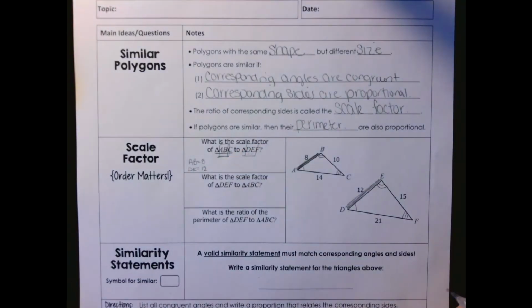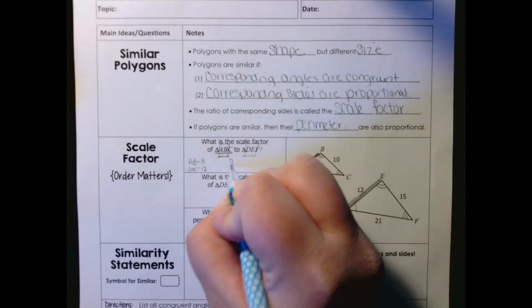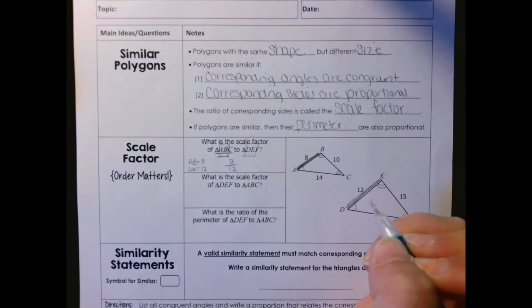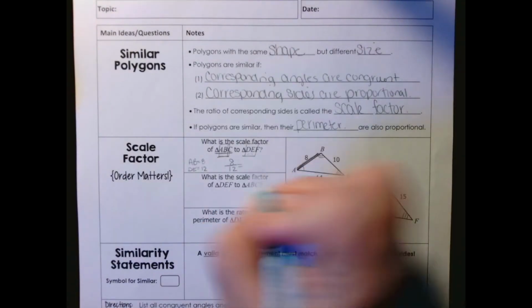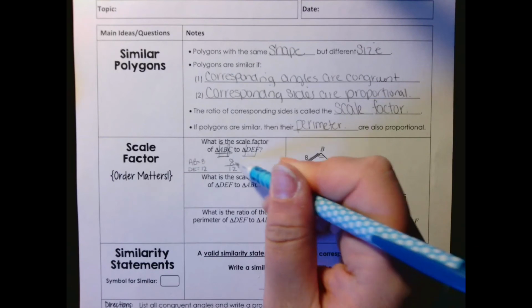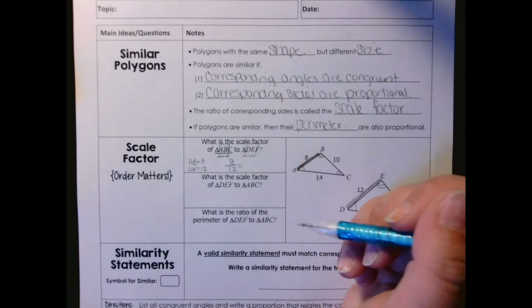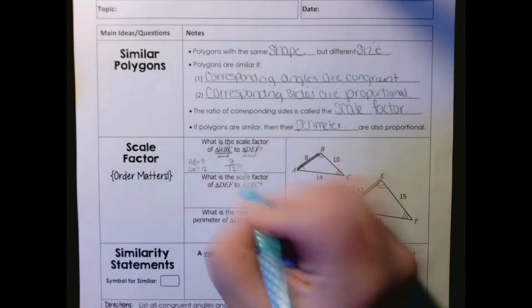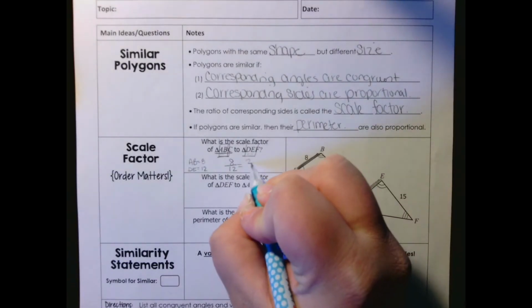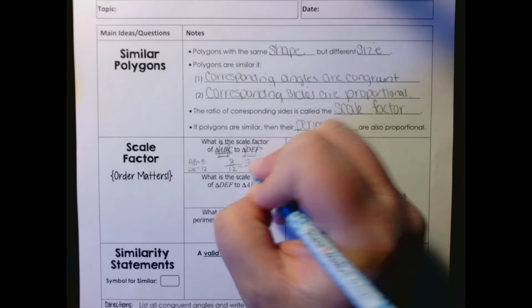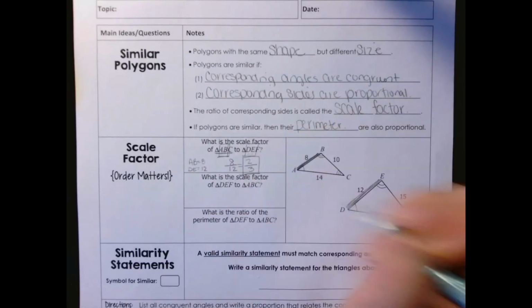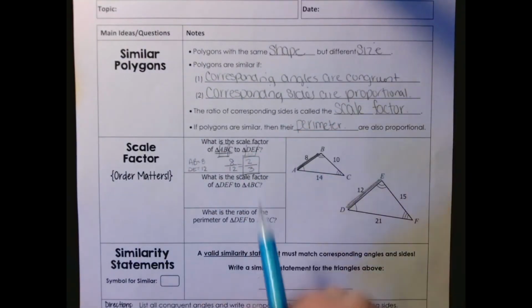Now I'm just going to set up a ratio. So I'm going to put 8 over 12, and then I am simplifying if I'm able to. So if I can simplify, I want to divide these both by the same number. They're both divisible by 4. So 8 divided by 4 is going to give me 2. 12 divided by 4 is going to give me 3. So my scale factor is going to be 2/3.